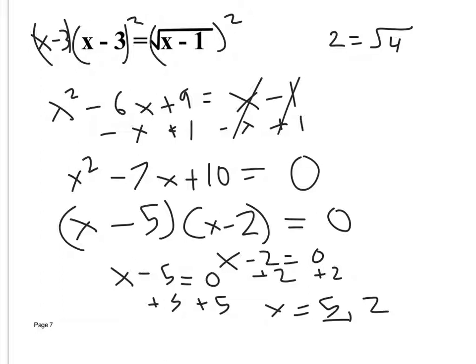Now plug in 2. 2 minus 3 is negative 1. And then we do 2 minus 1. What's 2 minus 1? 1. Is the square root of 1 equal to negative 1? No. Oh, I got that backwards. No, that's not right. So the only answer it could be is 5. Here's your assignment.